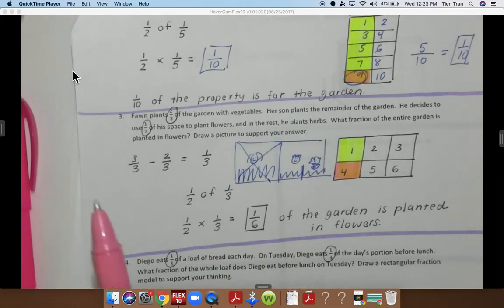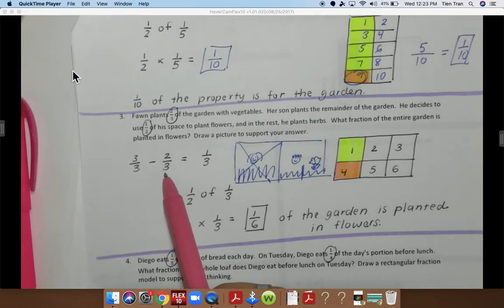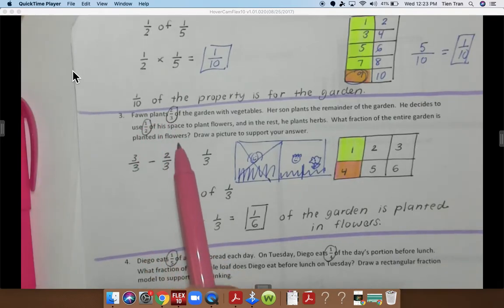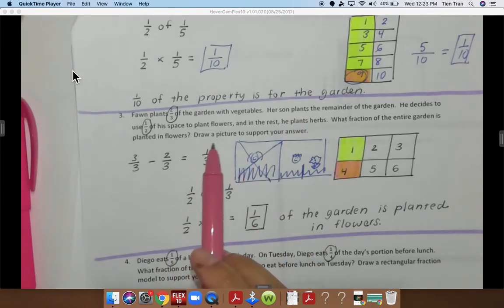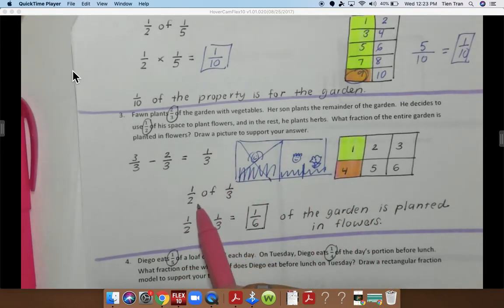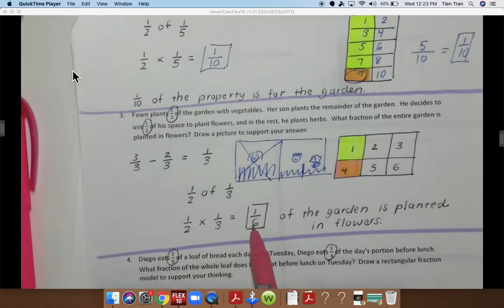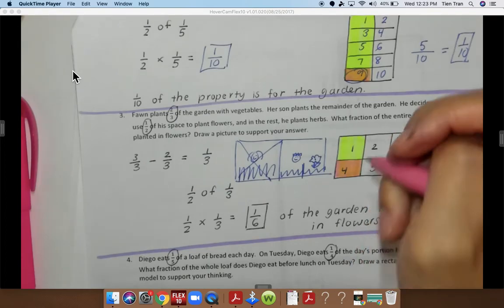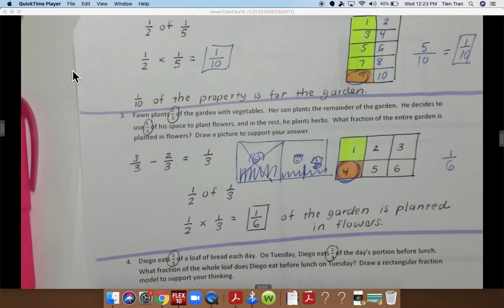To figure that out, I'm going to subtract. I'm subtracting 3/3 minus 2/3, because 2/3 is how much Fawn uses to plant hers. And I don't want to know how much she planted. I want to know how much her son planted. So he planted 1/3 of the garden, and half of his 1/3 is going to be flowers. So I'm going to multiply 1/2 of 1/3. 1 times 1 is equal to 1, and 2 times 3 is equal to 6. So that means that 1/6 of the garden is planted in flowers. As you can see here, only 1 of the 6 is being planted in flowers. There are 6 pieces, and 1 is how much he plants.